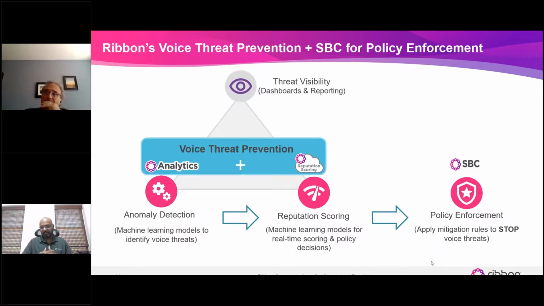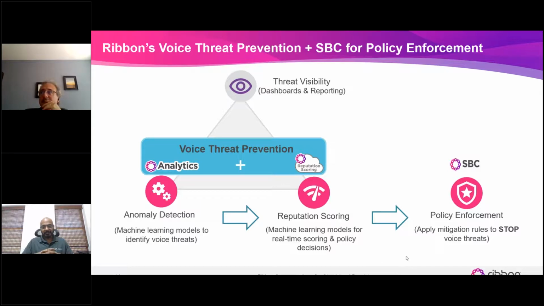And then the key part tying all of this together is the visibility part at the top. Dashboarding, visibility and reporting are key aspects of the solution, where we provide a window into the mechanism of how this whole system works. Here's where we can report on threats. We can report dashboards on how many calls were blocked, how many calls were rerouted, and what anomalies were detected. So we provide full end-to-end visibility across this solution, the voice threat prevention solution, from a Ribbon perspective.